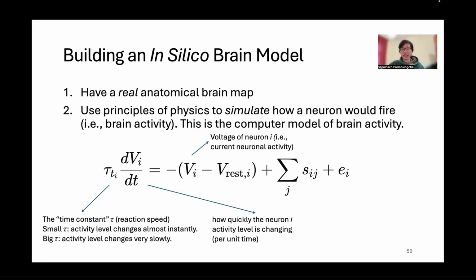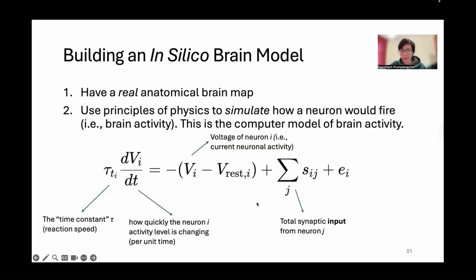It's very sensitive to how other neurons are communicating with this one. But if you have a big time constant, the activity level changes relatively slowly. In other words, the neuron's activity is not that sensitive to other things. This part of the equation explains the rate of change of neuronal activity. It's just a way of saying how quickly the neuron I activity level is changing per unit time. Okay, so that's all you need to know.